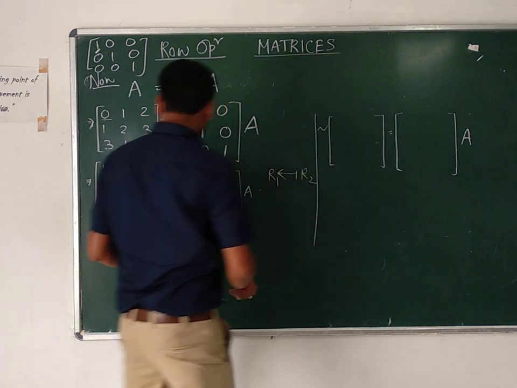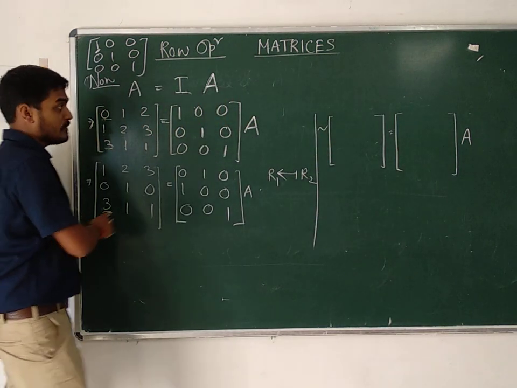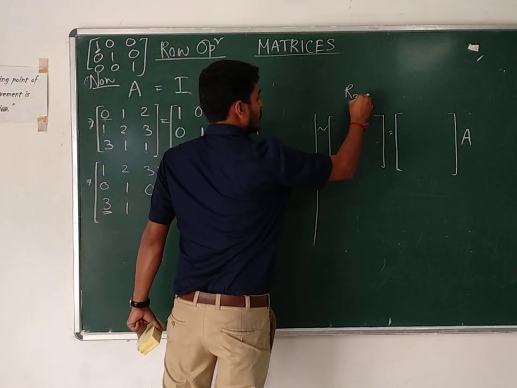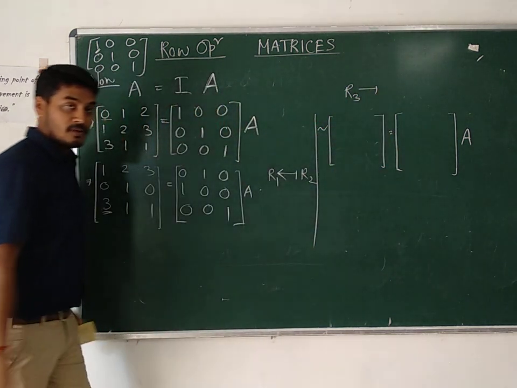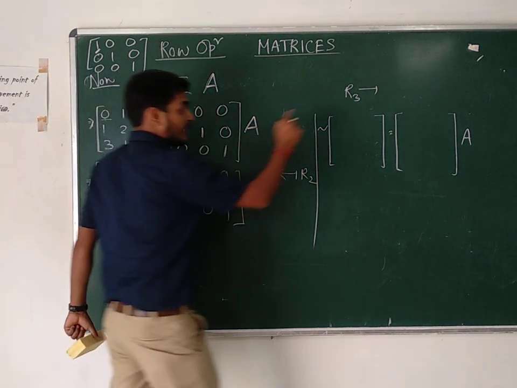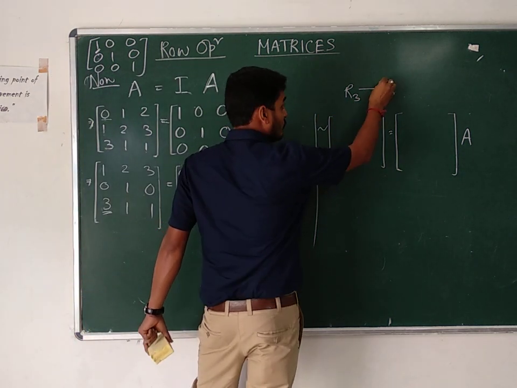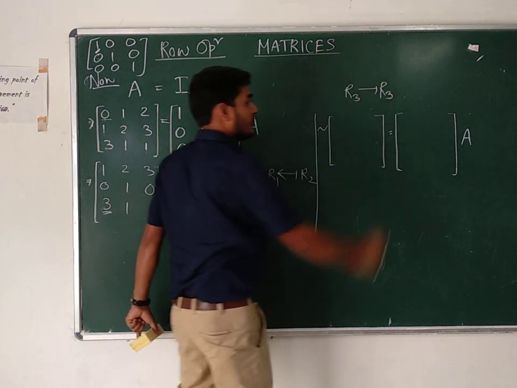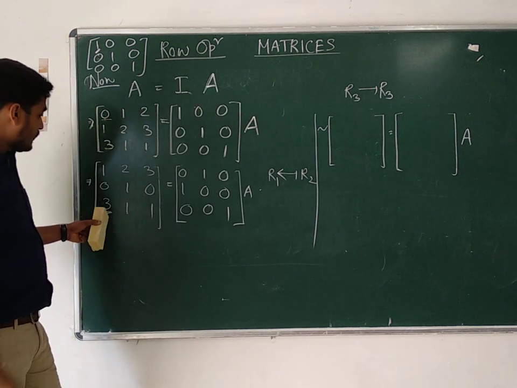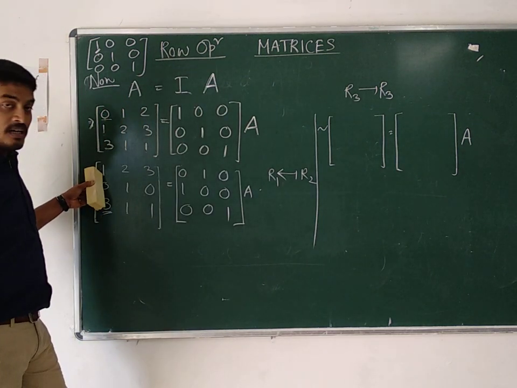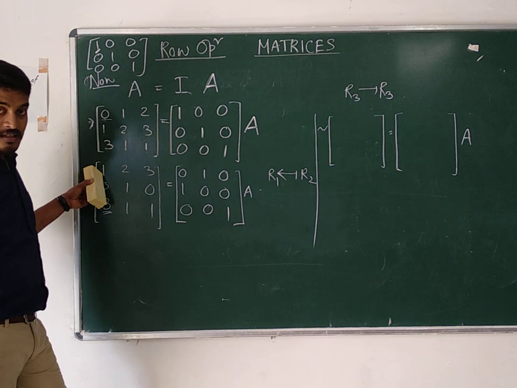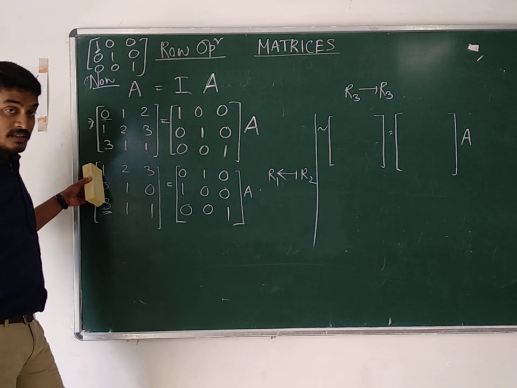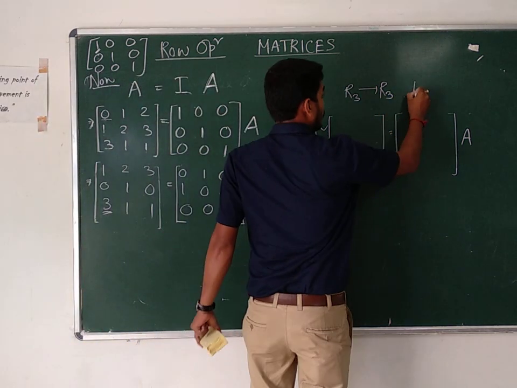So what is the operation? Row number 3 will change. Row number 3 will convert it. How row number 3 will convert it is known to you: whatever row or column you write down here, it will be started like that. R3, then what will R3 be? R3 minus 3R1. Here what will be multiplied? 3R1, so R1 number row, 2 lower.